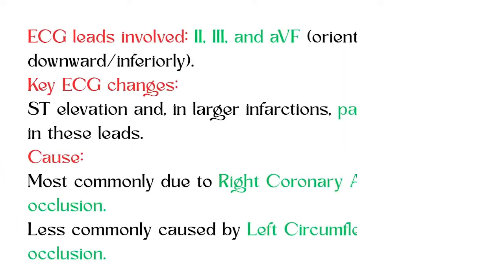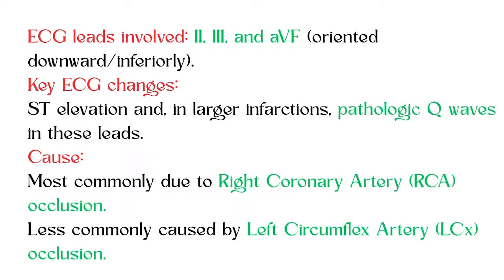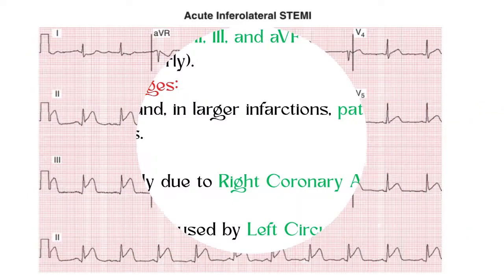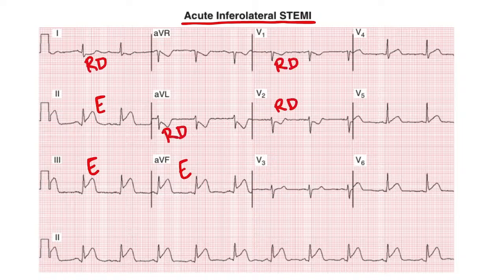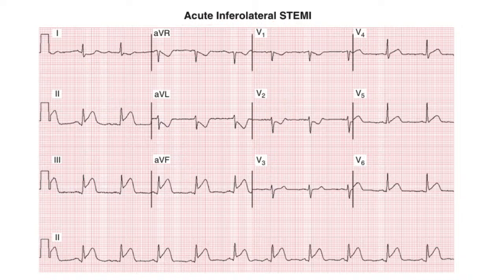Inferior wall heart attacks appear in leads 2, 3, and AVF with ST elevations and possibly Q waves. They are most often caused by a blockage in the right coronary but can also occur due to left circumflex artery occlusion. The ECG shows acute inferolateral wall ST segment elevation MI with prominent ST elevations in leads 2, 3, and AVF as well as in V5 and V6. The reciprocal ST depressions are in lead 1 and AVL and V1 to V2.